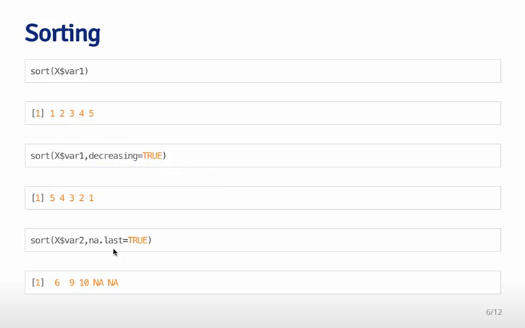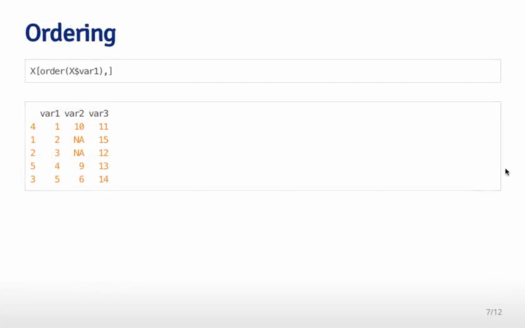And then the other thing you can do is, when you're dealing with a variable that has missing values, you can tell it to put all the NA values at the end of the sort. So you can say NA.last equals TRUE.